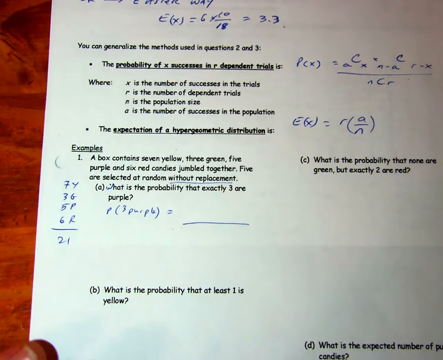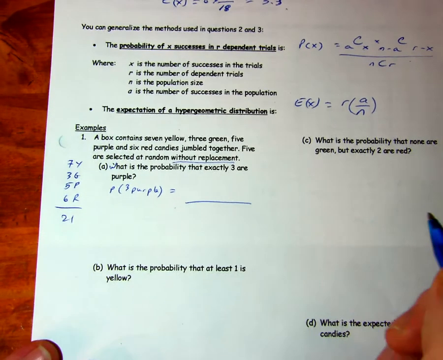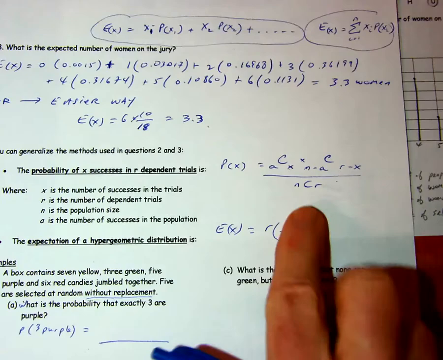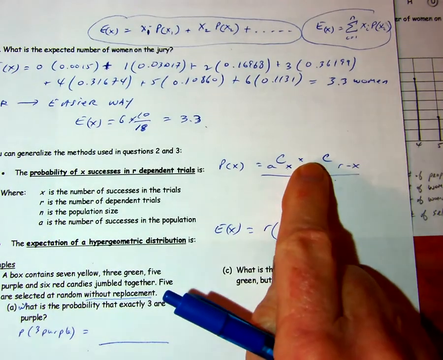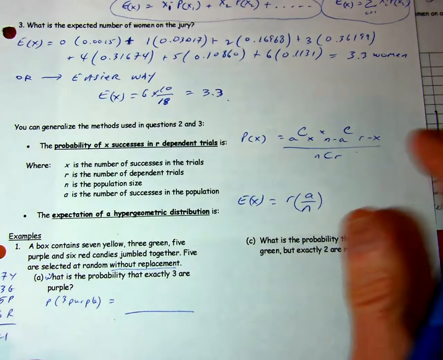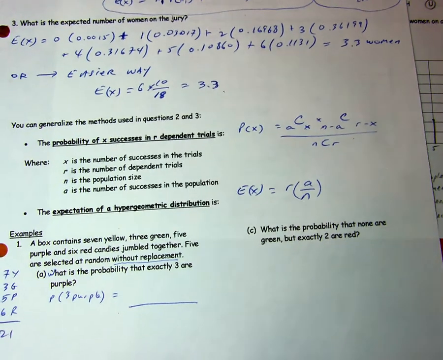You're going to have a numerator and you're going to have a denominator. 3 over 21? Oh wait, never mind. We're going to have to use this, right? So this is complicated. Just think. I have to select 3 purple. Select the purple candies first.